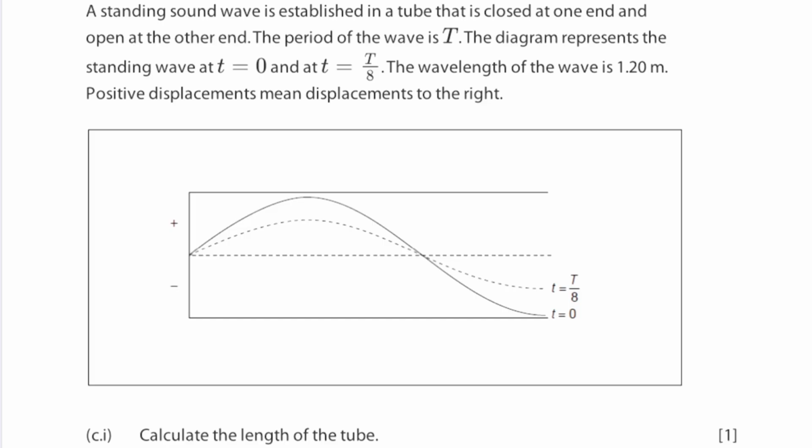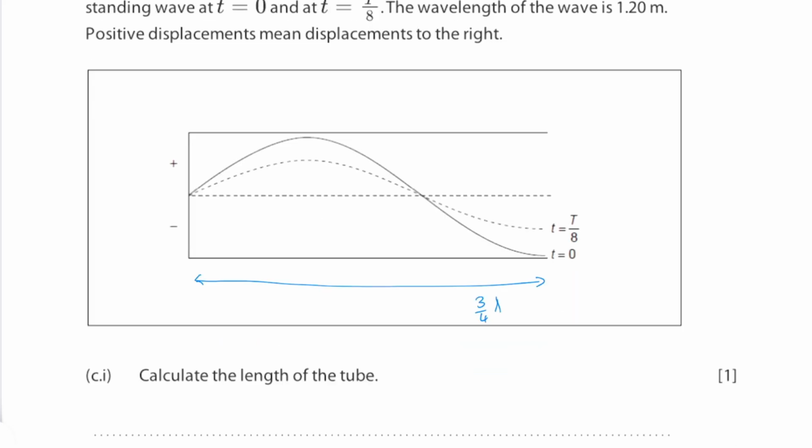Finally, we get to the standing wave stuff. A standing sound wave is established in a tube that's closed at one end and open at the other. The period of the wave is T. The diagram represents the standing wave at t equals 0 and t equals T over 8. The wavelength of the wave is 1.2 meters. Positive displacements means displacement to the right. And you can see that this whole wave here is 3/4 of a wavelength, which tells me that the length of this tube is 0.9 meters.